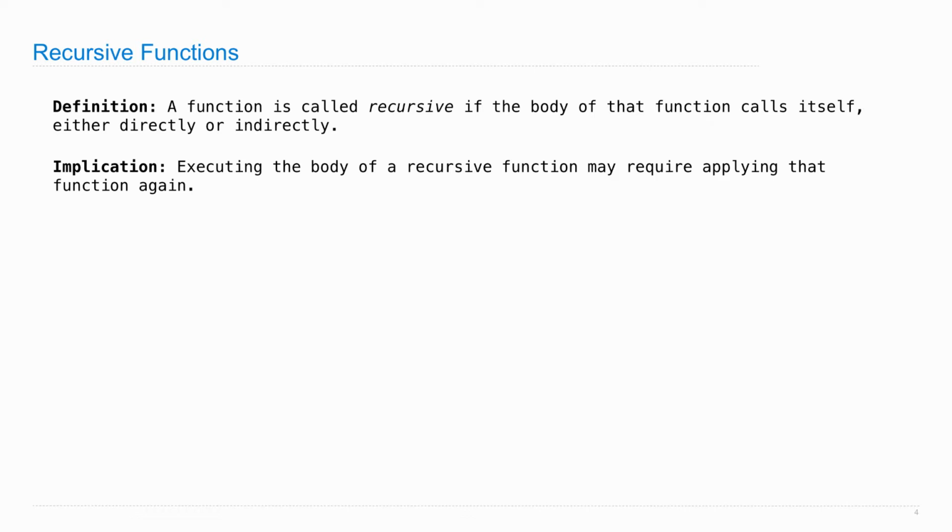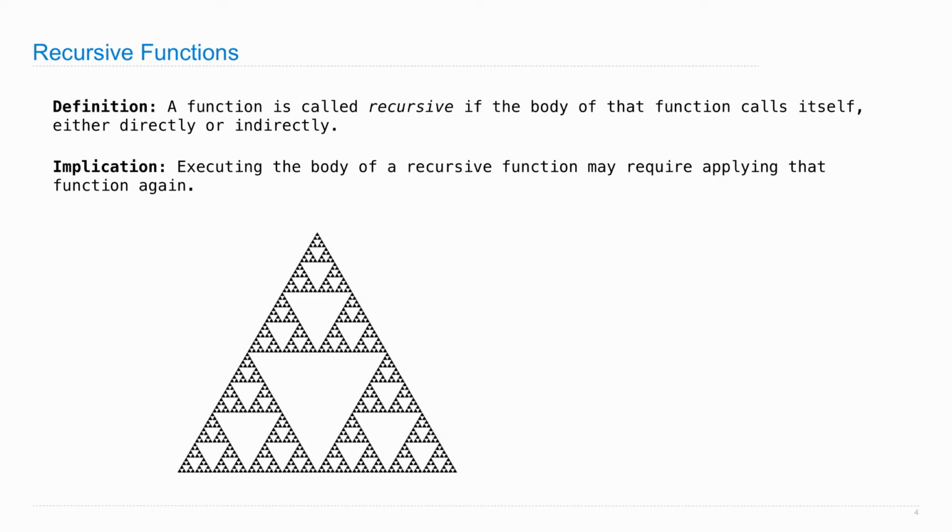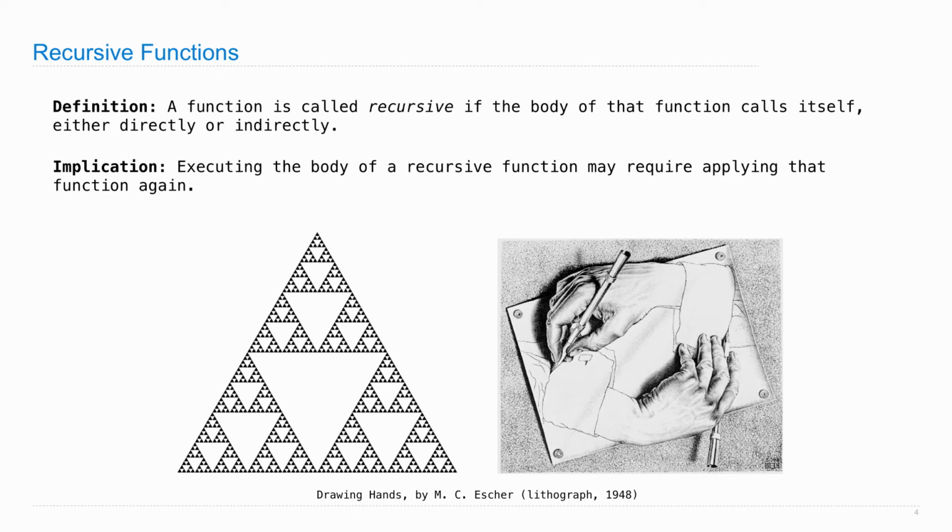Well, it means that sometimes when you're executing the body of a function, and it's a recursive function, that might require you to apply that same function again. And recursion doesn't show up in computer science alone, it shows up in art and nature and mathematics. So for instance, Sierpinski's triangle is defined as 3 different Sierpinski triangles. 1, 2, 3. Each of those, like this one, is made up of 3 Sierpinski triangles.